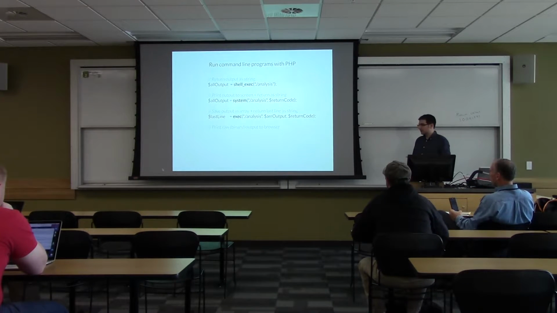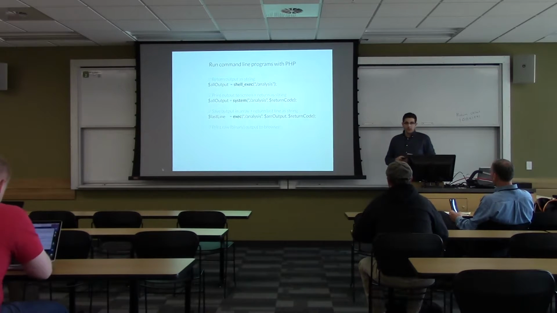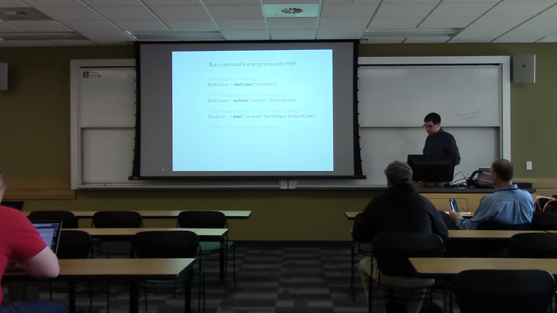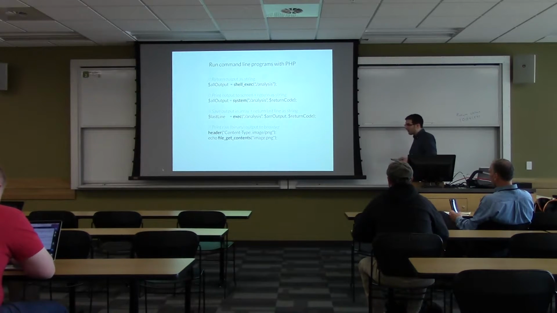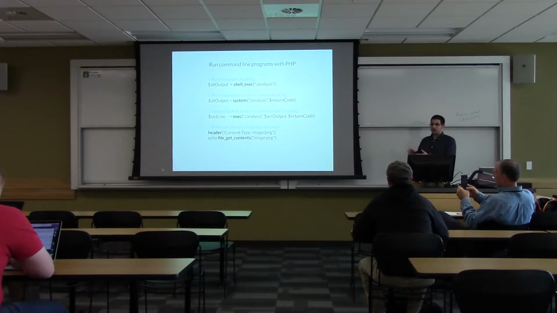Another really interesting thing is what if you wanted to have a command line analysis on an image or any binary format and output that binary format to the browser. So typically what you would do is you set the header to a type image, and then you just output the whole contents of the image to show the binary. But what if you had a command line that allowed you to do something on the image, like resize it or draw on it, and you wanted to directly output the output of that command to the browser?